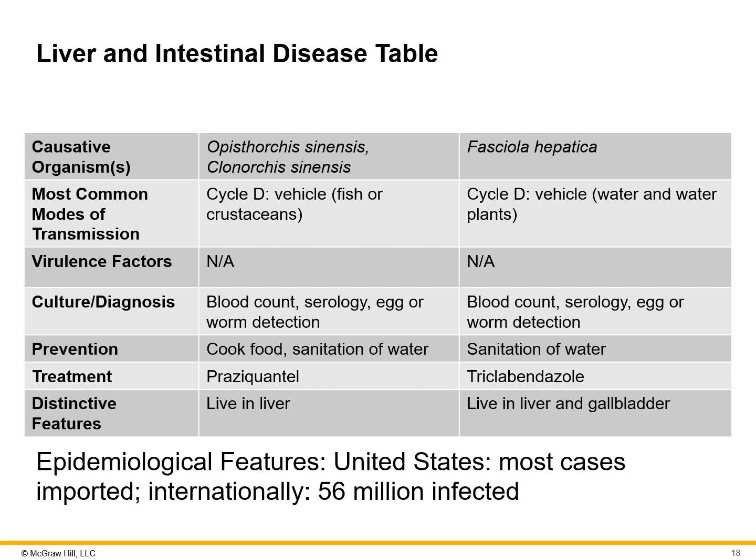All right, so summarizing our liver and intestinal table here. We have our Opisthorchis, the Clonorchis, and the Fasciola. Those are both hard to say. Both of these have life cycle D. Again, prevention is through proper sanitation and cooking of food. And then both have anti-helminths that can be useful. But again, these are liver flukes, so they can live in the liver, and the Fasciola can even live inside the gallbladder.